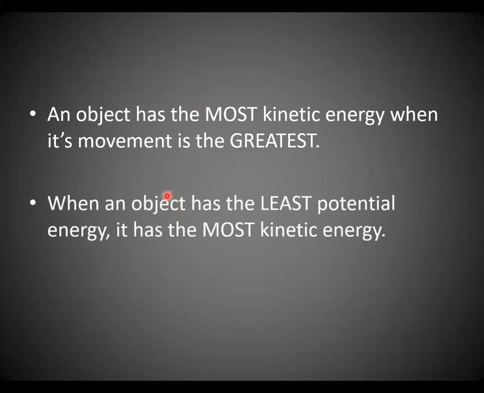Now here's the key. An object has the least potential energy when it has the most kinetic. This is an inverse relationship. Now what does inverse mean? Well, inverse means as one goes up, the other goes down. So as the KE, kinetic energy, increases, that's because the potential energy is decreasing. Or we could swap these two. As potential energy increases, then kinetic energy goes down. Okay, inverse. One goes up, the other goes down.